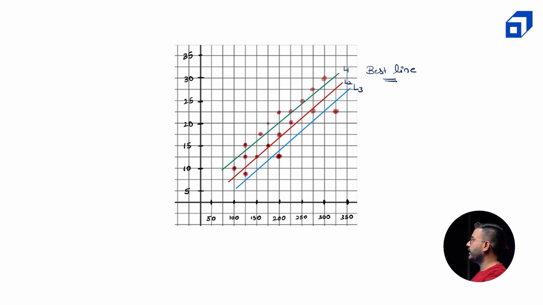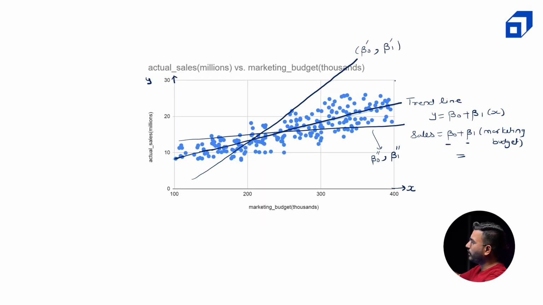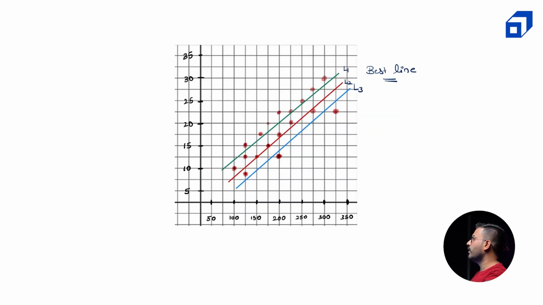Because this is the objective, right? Among all these lines that can pass through the data, I want to pick that line which is the best line. That particular line will contribute towards the mathematical expression which the linear regression algorithm is trying to estimate. But how to find out this line? Now think about this logically.